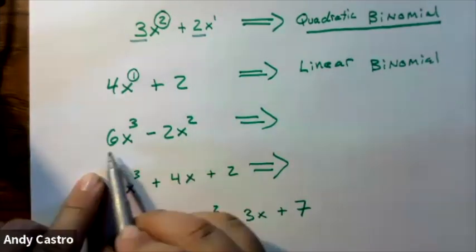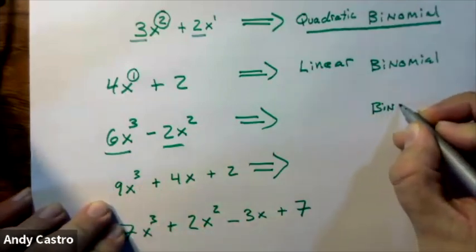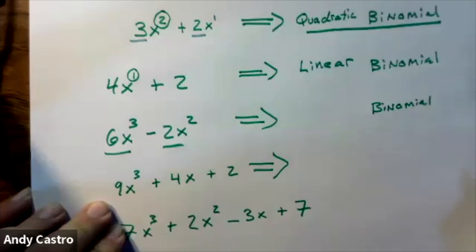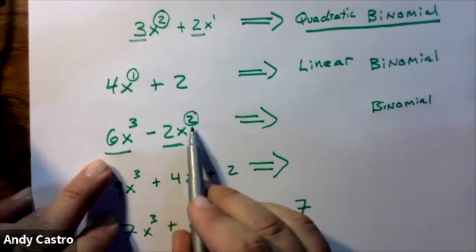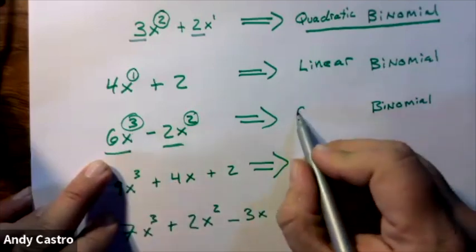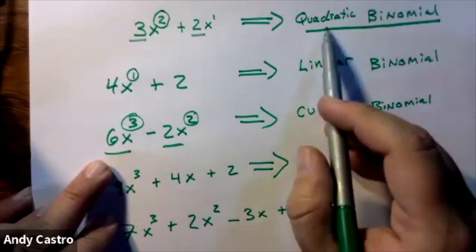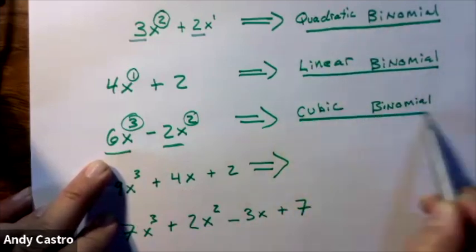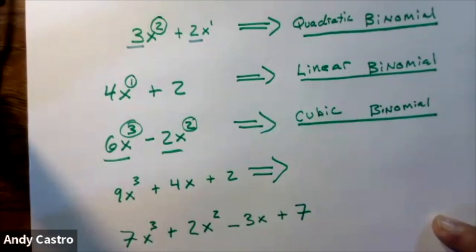All right, this next one, there are 2 terms, so that is going to be a binomial as well. And there is a 2 for my exponent on this x and a 3 for my exponent on this x. So this is a cubic. Cubic binomial. Quadratic binomial. Linear binomial. Those are all binomials. One is quadratic, one is linear, one is cubic. It has to do with the highest degree.